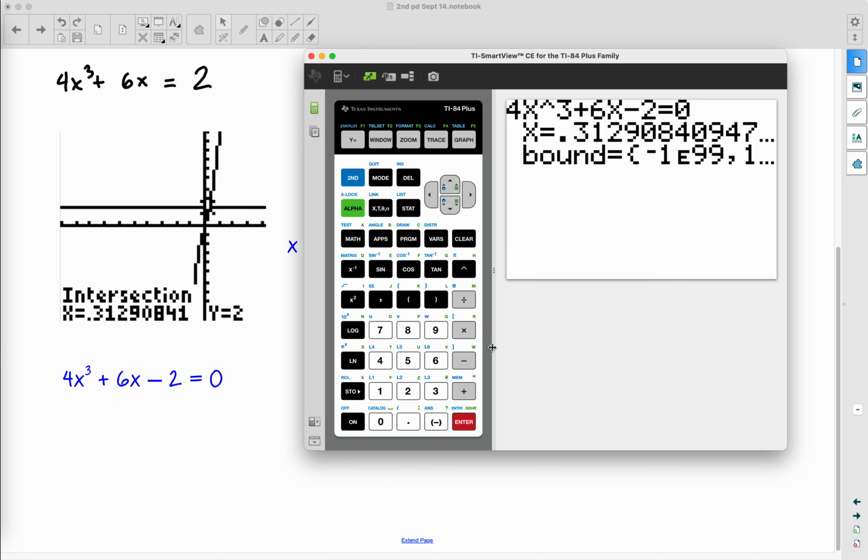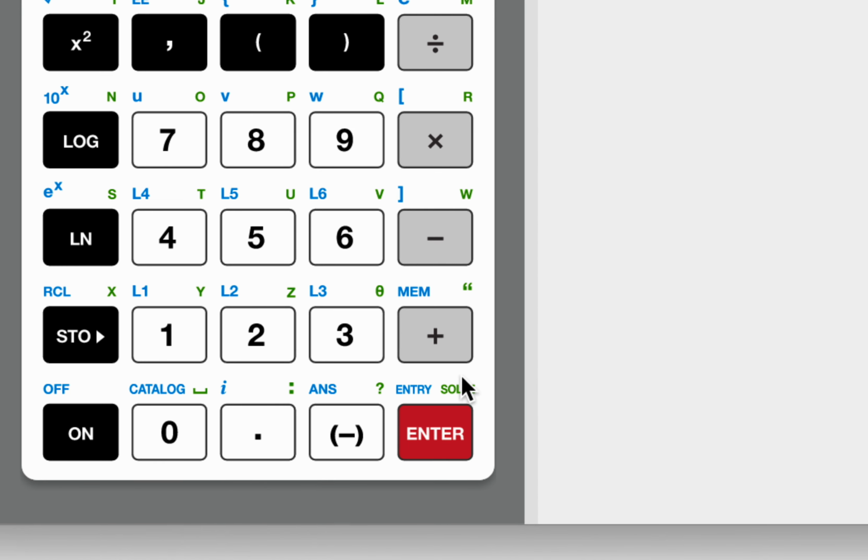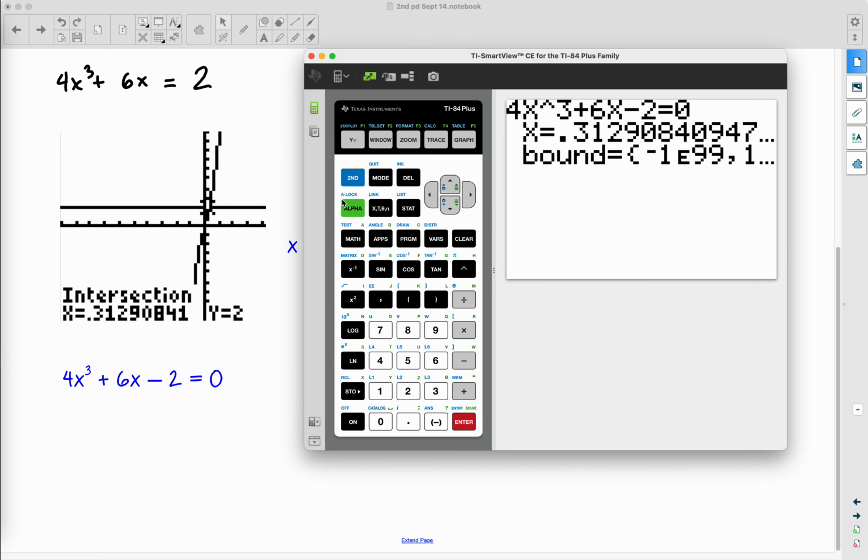There's a solve command. Let's see if I can find it on here. Oh, there it is right there. That is alpha solve. So if you want it to look for a second answer, for instance, you might need to tell it to look in a different interval. Right now it's looking between -1 times 10 to the 99th, which is its version of negative infinity, and then +1 e99. That's 1 times 10 to the 99th. That's the biggest number the calculator can handle, so it's looking between those.